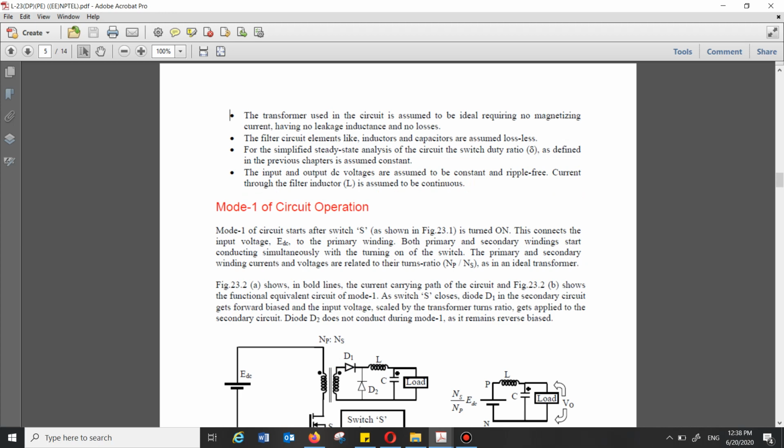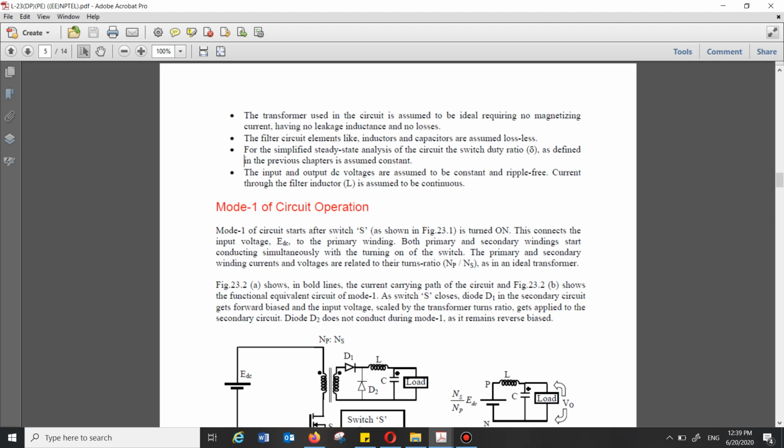But for the ideal conditions, for the simplified steady state analysis of the circuit, the switch duty ratio is defined in the previous chapter. That's the duty cycle. Input and output voltages are assumed to be constant and ripple free. Current through the filter inductor is assumed to be continuous. Actually, this is not the case. For that purpose, you need to attach a highly inductive load to make the current continuous, otherwise it will make a different scenario.